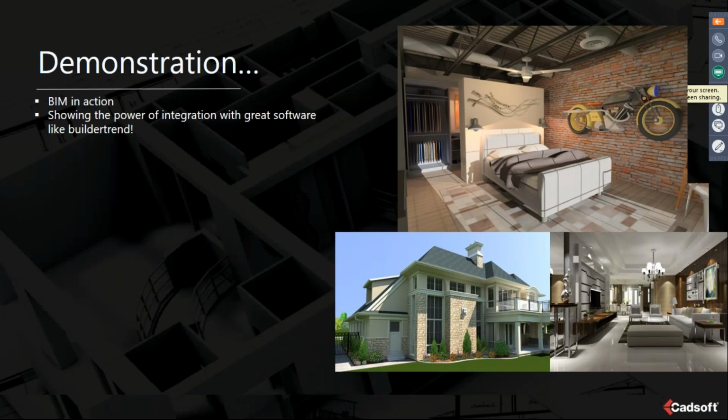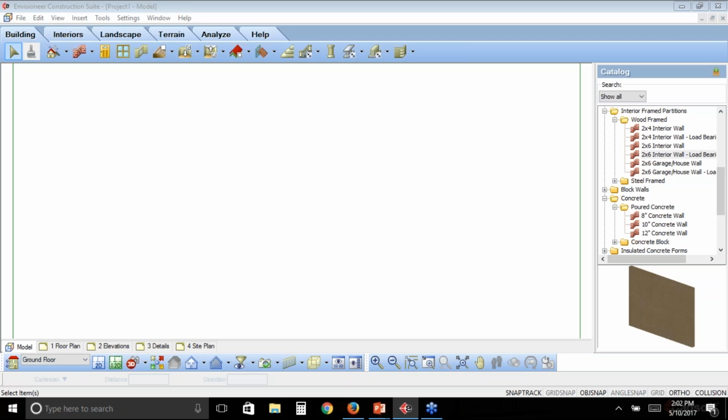So we're going to do a couple of demonstrations. I'm going to create a BIM model, and then we're going to show the power of integration with great software like Buildertrend when I pass that information off to them. So I'm just going to start up my Envisioneer, and we're going to draw a model that we're going to pass the information over to Buildertrend.